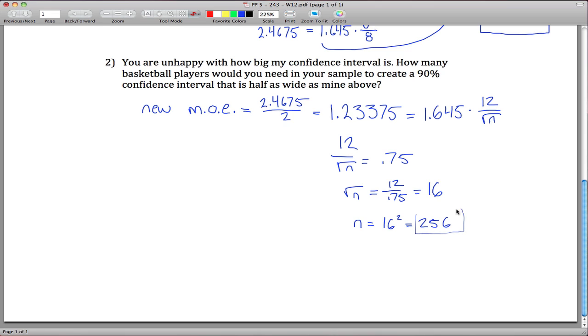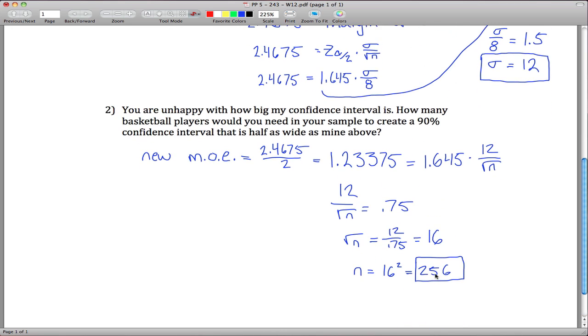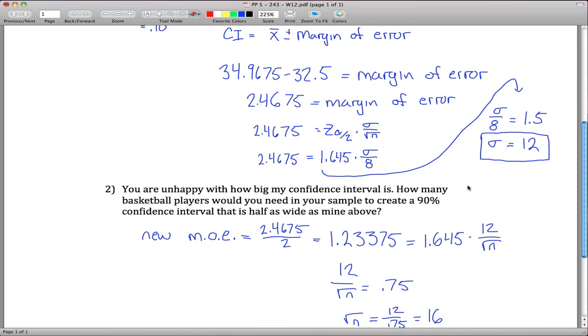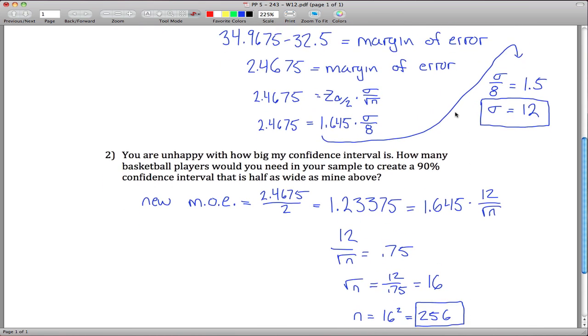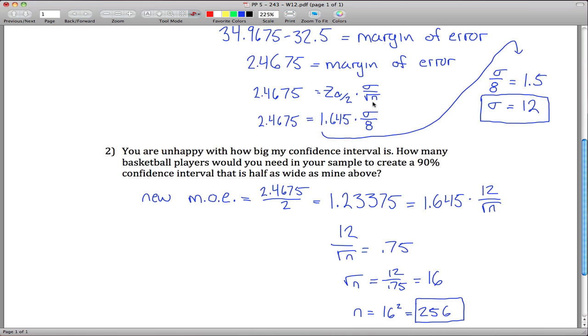So if you wanted the confidence interval to be half as wide, the margin of error to be half of what it used to be, you'd have to increase n from 64 all the way up to 256. And yes, you could have gotten a little bit clever and realized that to be half as wide, we just need this to be twice as big. So we need the square root of n to be twice what it used to be. Since the square root of n up here is 8, the square root of n down here has to be 16. 16 squared is 256.